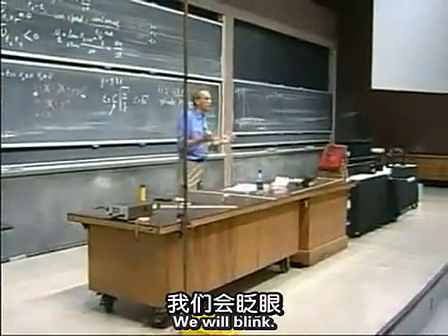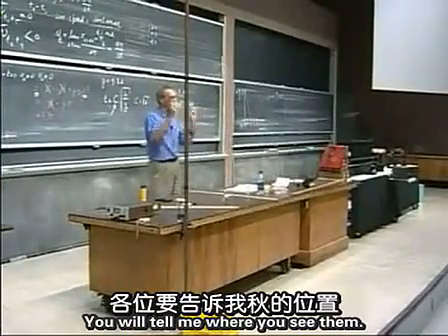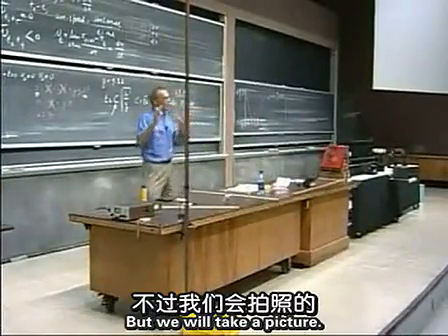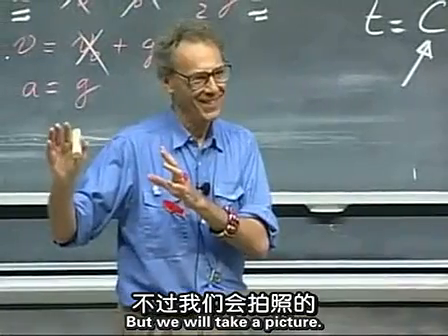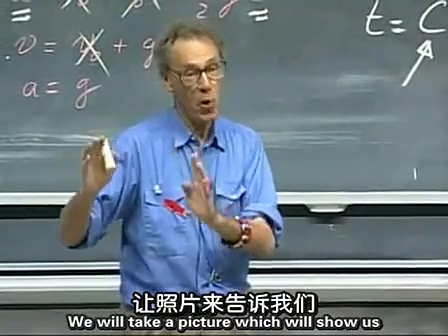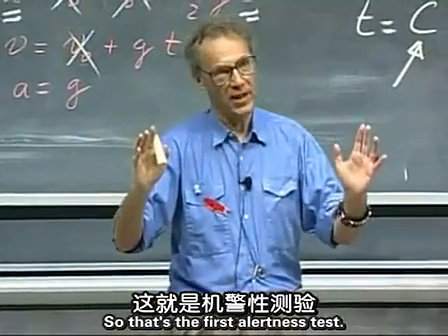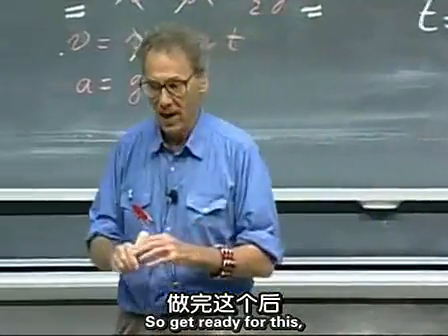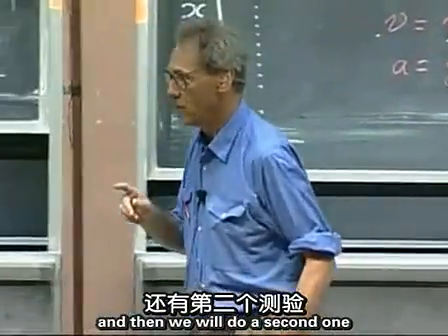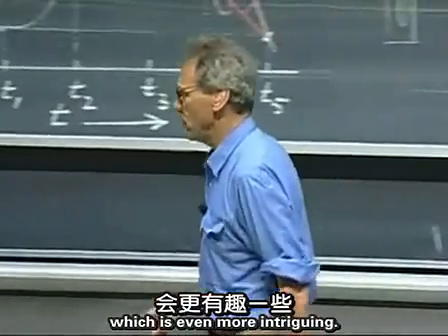We will blink. You will tell me where you see them, but we will take a picture. We will take a picture which will show us exactly where those two balls were. So that's the first alertness test. So get ready for this, and then we will do a second one, which is even more intriguing.